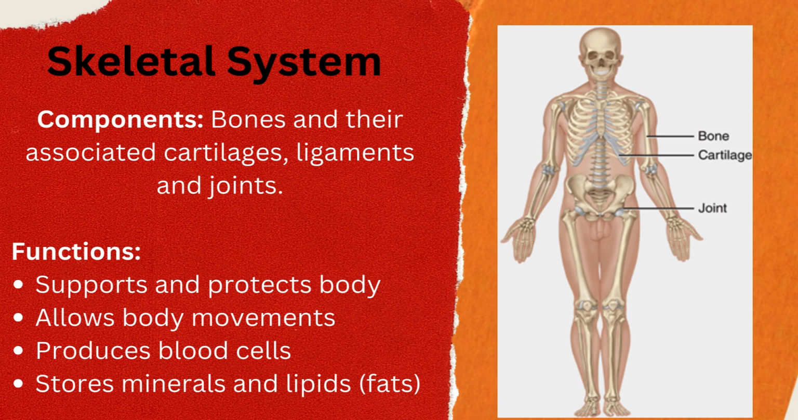The second body system is the skeletal system. It's made up of bones and their associated cartilages, ligaments, and joints. It functions to support and protect our body, allow body movements, produce blood cells, and that comes from the bone marrow, and stores minerals and lipids. So the minerals in particular would be calcium and phosphate or phosphorus.